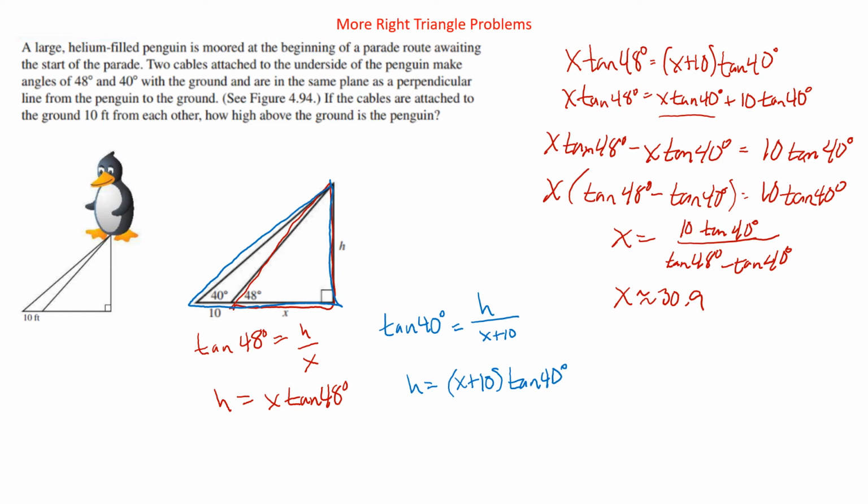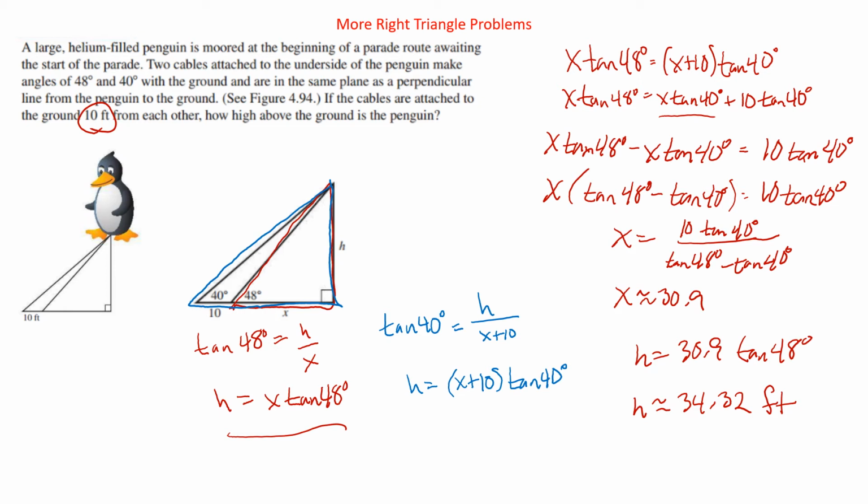We just need to plug this into one of them. I would plug it into the easier one. So h will equal 30.9 times tangent of 48 degrees. So it's the answer that we just had, times tangent of 48 degrees, gives us about 34.32 feet, yes, feet, because there's our unit. So 34.32 feet above the ground.